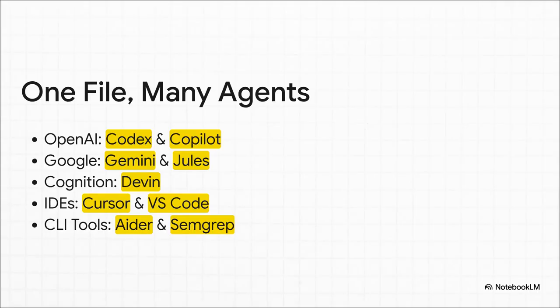And check this out, the tool support is huge. We're talking about all the major players here. GitHub Copilot, Google's Gemini, that much-hyped Devin agent, and popular developer tools like Cursor and VS Code, they all know how to read this file. So the key takeaway is this. You create one AGENTS.md file, and it just works across this entire ecosystem.